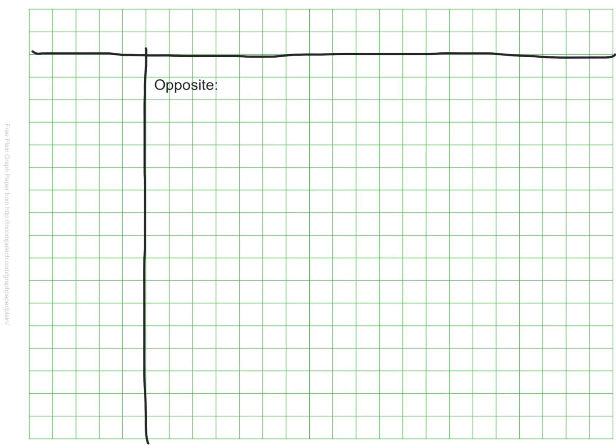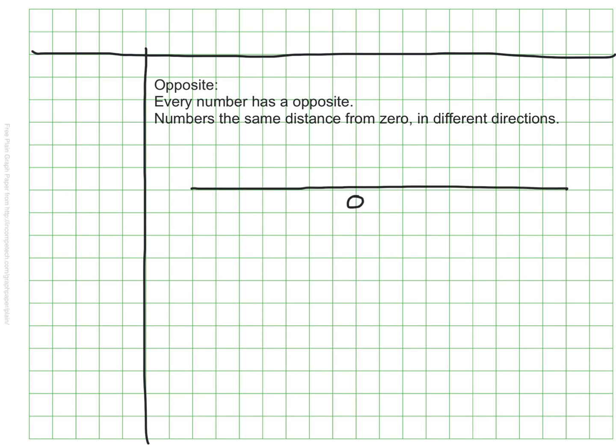The first word we need to know is opposite. Every number has an opposite. These are numbers that are the same distance from 0, but in the opposite direction. Let's take a look at a number line. I'm going to start by putting 0 and a few whole numbers on it. Let's just go from 0 up to 5. I'm then going to extend it to the left with negative numbers, starting with -1 down to -5.